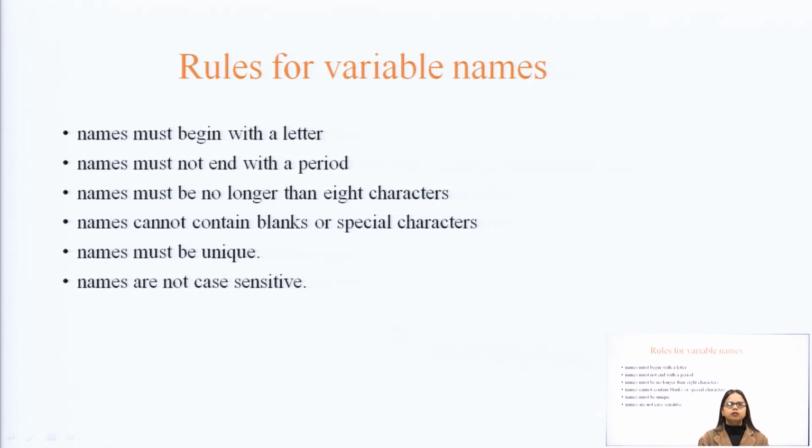Now, what are the rules for variable names? The names must begin with a letter. Names must not end with a period. Names must be no longer than 8 characters. Names cannot contain blanks or special characters. Names must be unique. Names are not case sensitive.